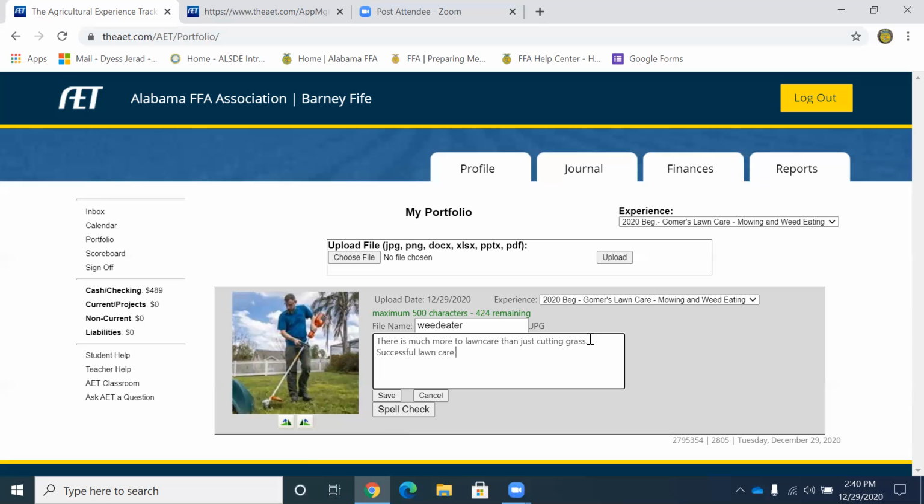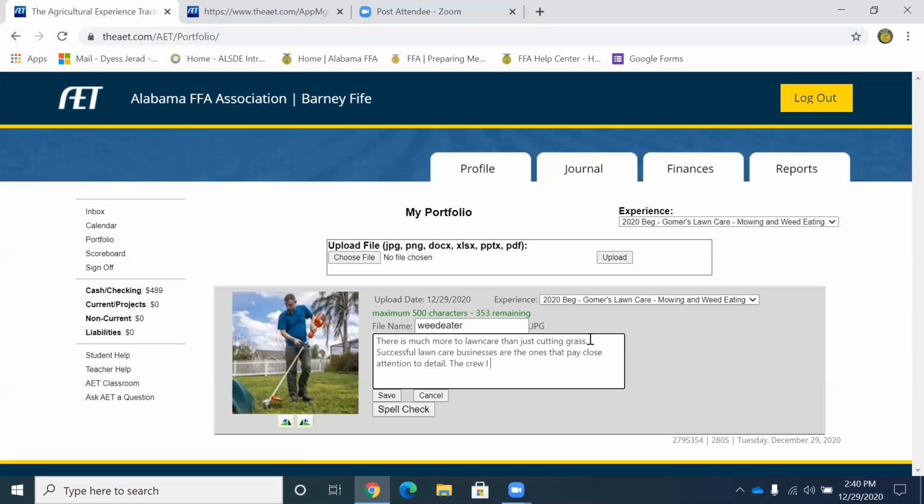And this is obviously a lawn care, landscape SAE. Tell me more about your project. How many weed eaters do you have? How much crew do you have? How long does it take? How much time do you spend trimming?